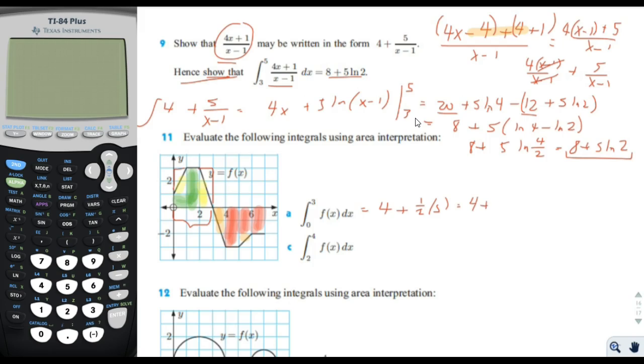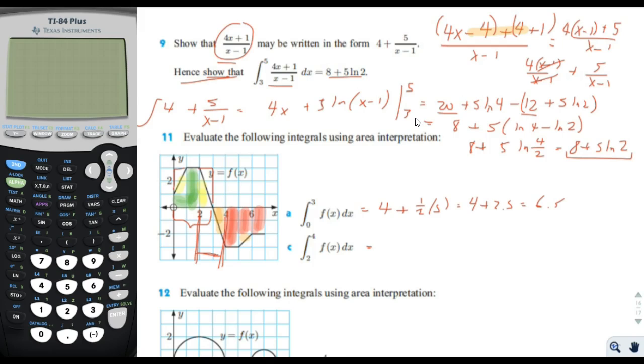So 4 plus 2.5 equals 6.5. What about from 2 to 4? 2 to 4 would be interesting. That would be these two. So now you can see we're combining positive regions with negative regions. So we're going to combine 3 partial yellow squares with 3 partial orange squares.